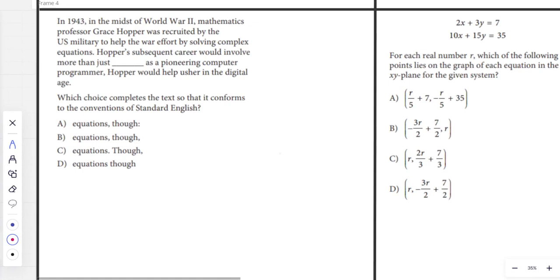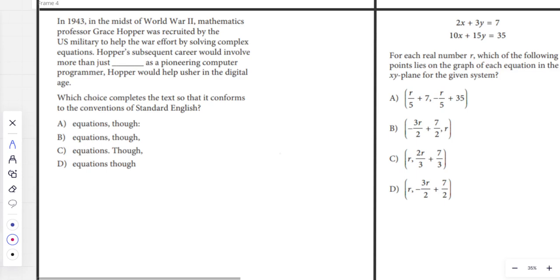A few more problems here for you guys. This one is another reading question conforming to the standards or conventions of standard English. In 1943, well, actually, let me skip that one. Let me see the second sentence first. Hopper's subsequent career would involve more than just blank as a pioneering computer programmer. Hopper would help usher in the digital age.